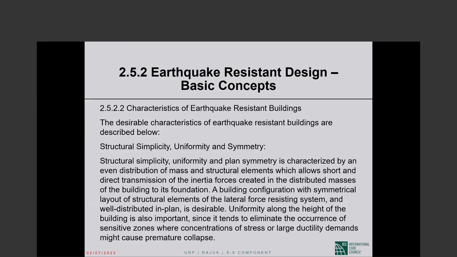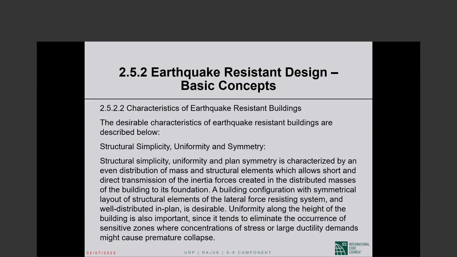A building configuration with symmetrical layout of structural elements of the lateral force resisting system and well distributed in plan is desirable. Uniformity along the height of the building is also important, since it tends to eliminate the occurrence of sensitive zones where concentrations of stress or large ductility demands might cause premature collapse.